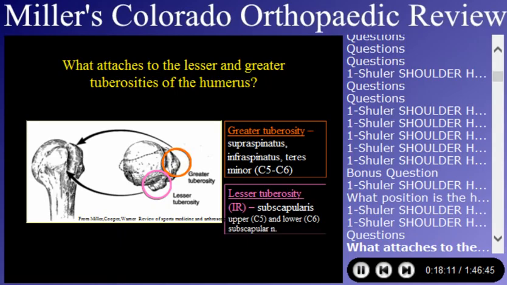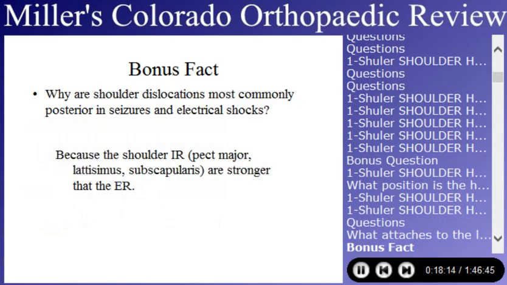Okay? The other thing also to mention is don't forget, one of the things they'll try to do to you, even though we call those the internal rotators, that's not all the internal rotators of the shoulder. Because think about what happens when somebody has a seizure or has electrical shock. Where is the dislocation most likely going to happen to the shoulder? Posterior, right? So the internal rotators are actually stronger than your external rotators. And that's the reason why shoulder dislocations in seizures and electrical shocks are most likely posterior. And the internal rotators are things like the pec major, the latissimus, and subscapularis.